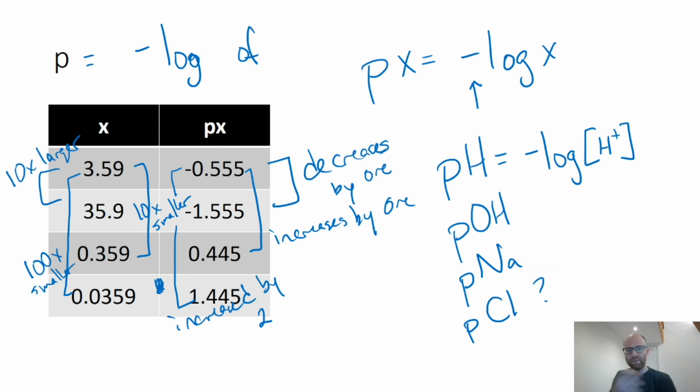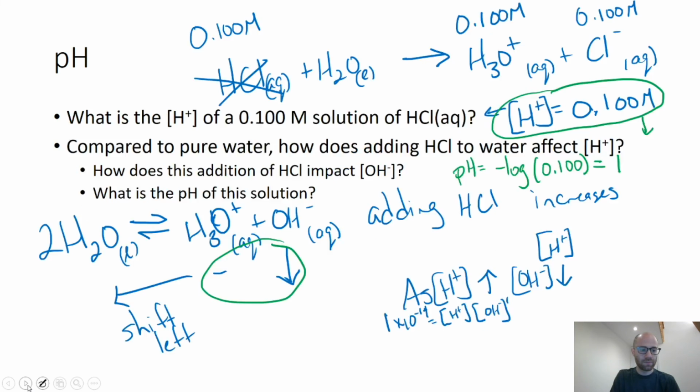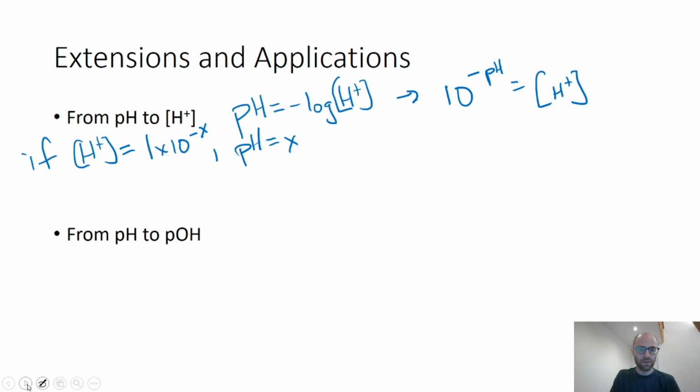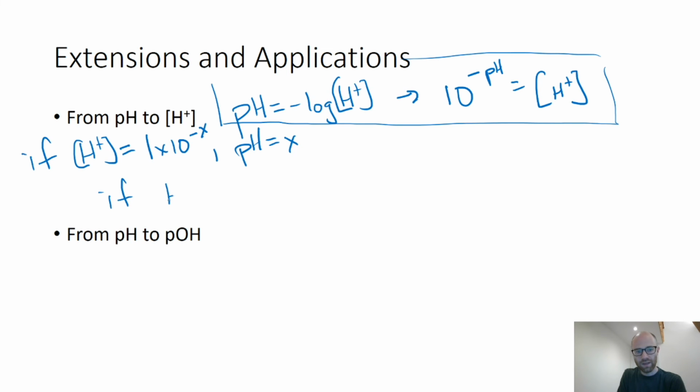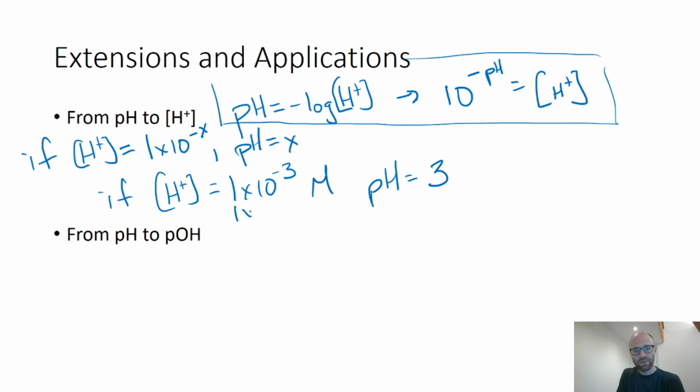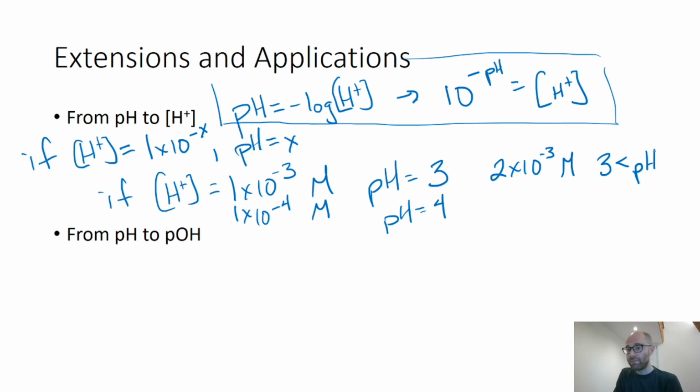We see when you perform the p value, like the p function, on non-1 values, this is not 1 times 10 to something, it's 3.59. The pH, the pX, is not a whole number, and that's okay, but you can still use that application here to convert back to your H plus concentration. If H plus is equal to 1 times 10 to the negative third molar, pH equals 3. If it's 1 times 10 to the negative fourth molar, pH equals 4. If the H plus was 2 times 10 to the negative third molar, I would guess that the pH is in between 3 and 4.